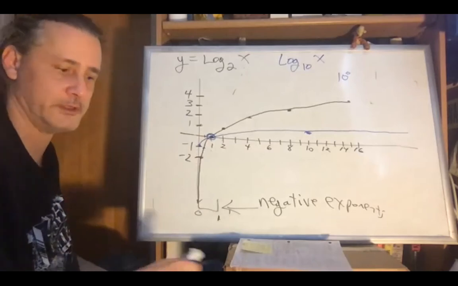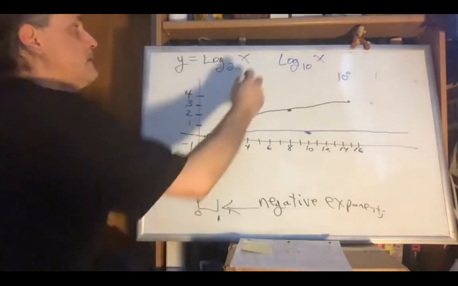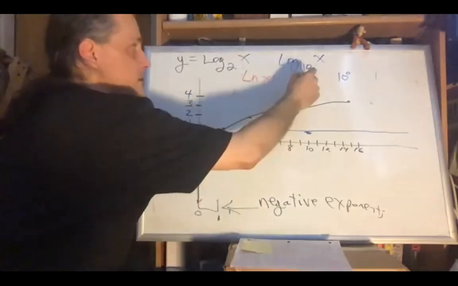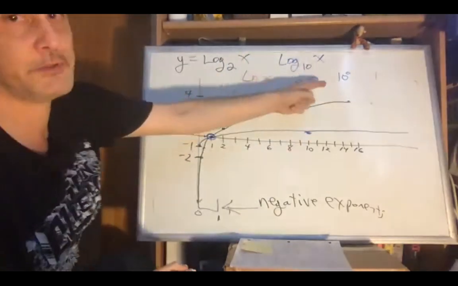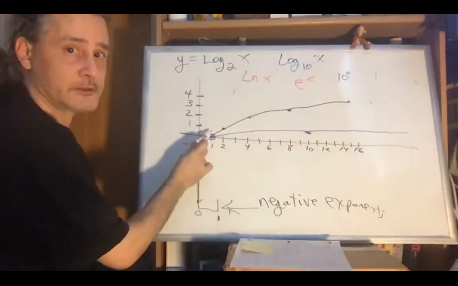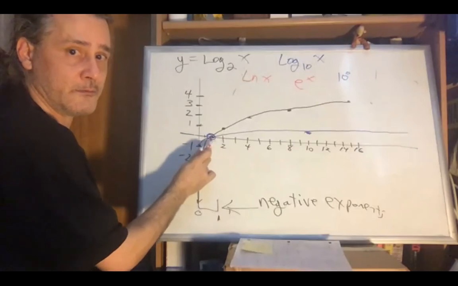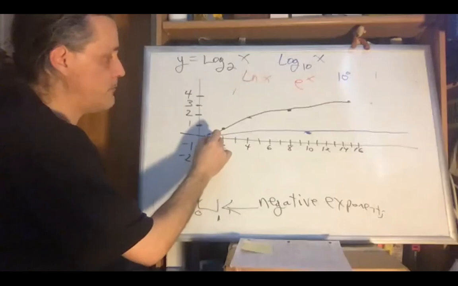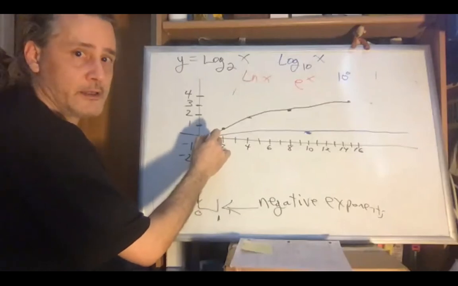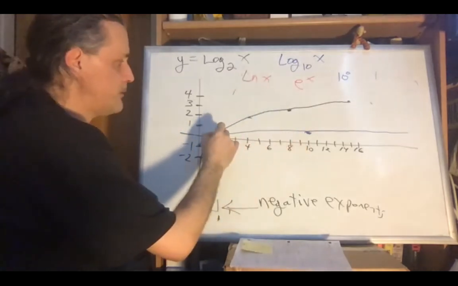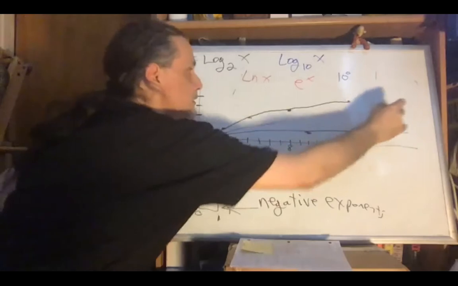Okay, so that's the relationship. Now e, which would use the ln, if we had e to the x, e is in between 2 and 10. So if we used e, it would still start at the same place, the x-intercept of 1, because e to the 0 is also 1, but it's not going to rise as fast as 2. And since it's in between 2 and 10, this graph is basically going to go in between.